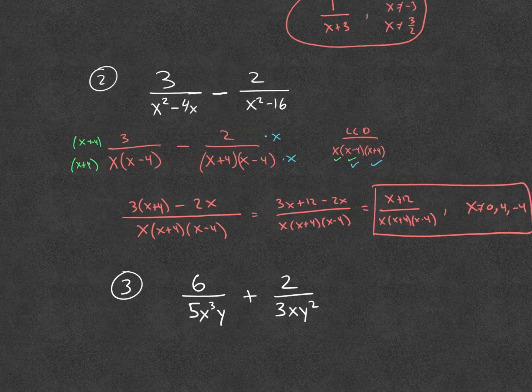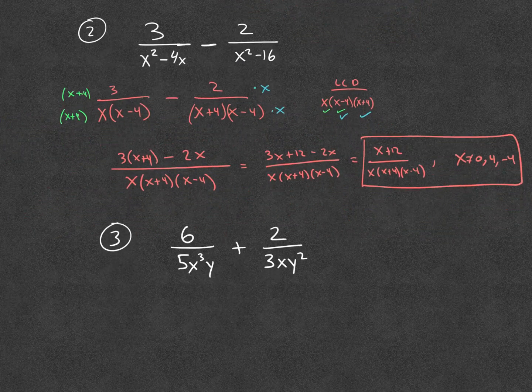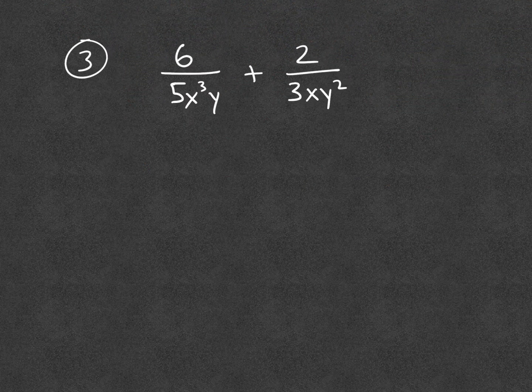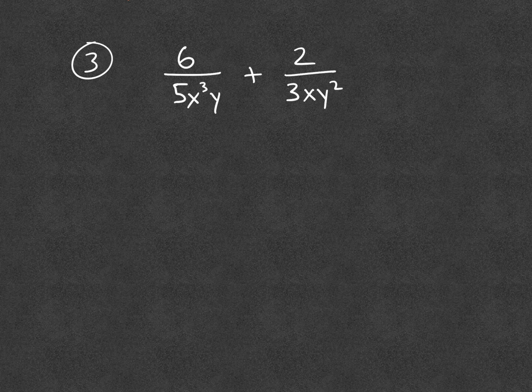Okay, again, pause, rewind if you need to. Let's move on to number 3 here. Last one. Copy it down. I've got 6 over 5x cubed y plus 2 over 3xy squared. No factoring in these kinds of problems. We can go straight to our LCD.